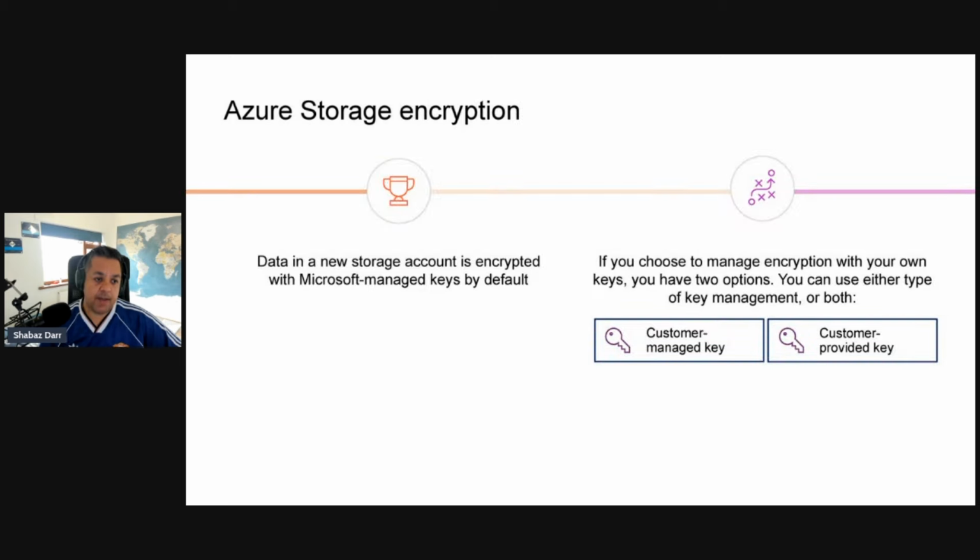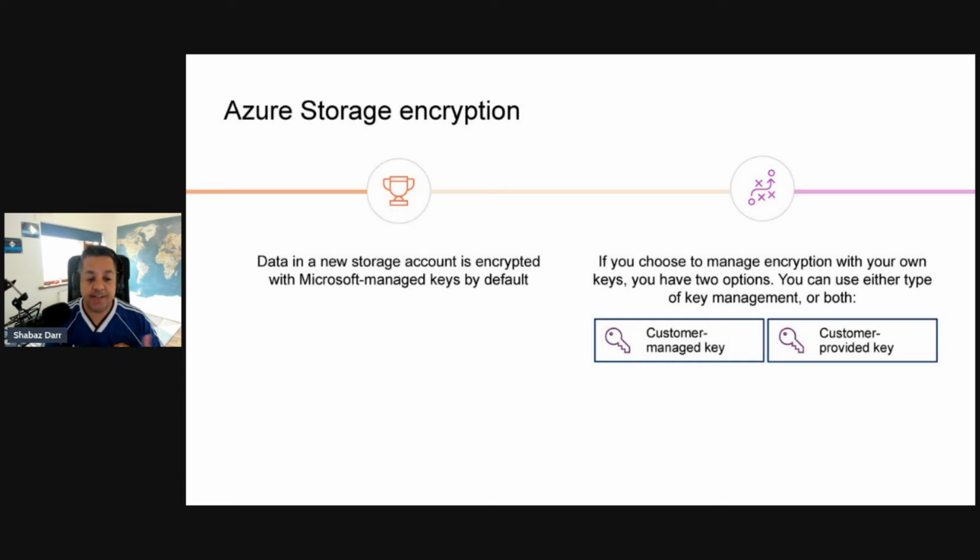So let's talk a little bit about Azure Storage encryption now. Data in Azure Storage is encrypted and decrypted transparently using AES 256-bit encryption. This is one of the strongest block ciphers available as well, and is FIPS 140-2 compliant. Azure Storage encryption is similar to BitLocker encryption on Windows.